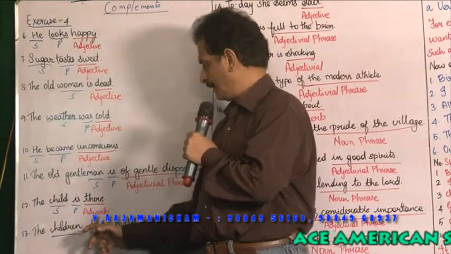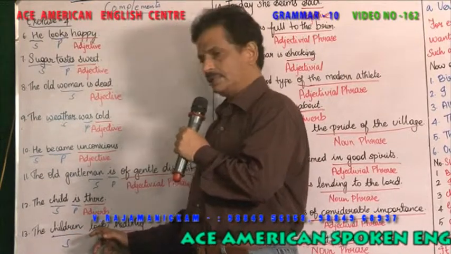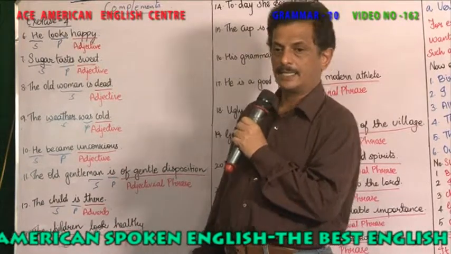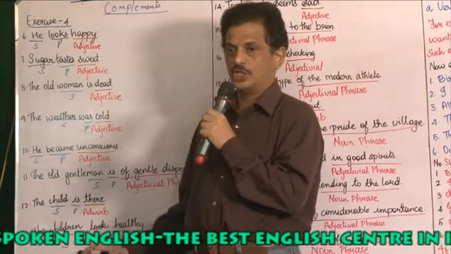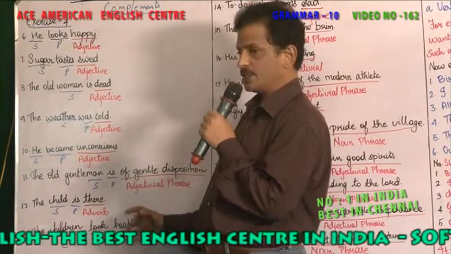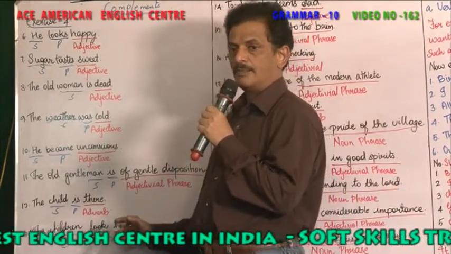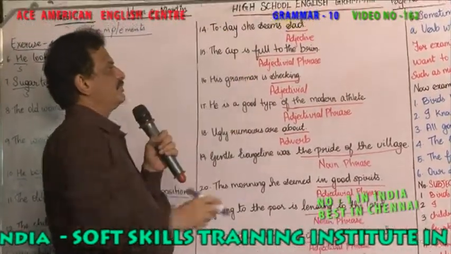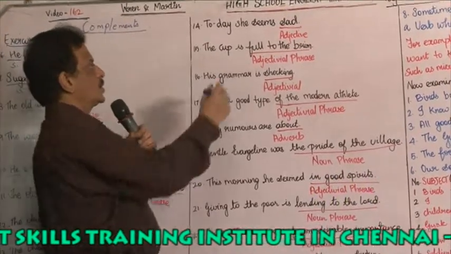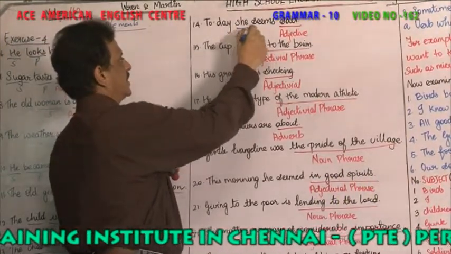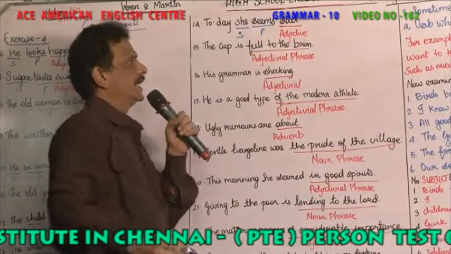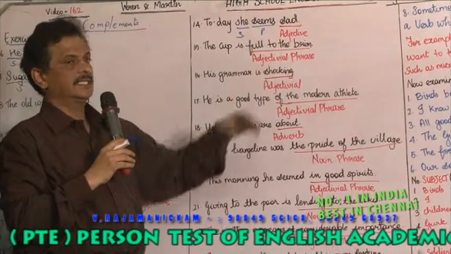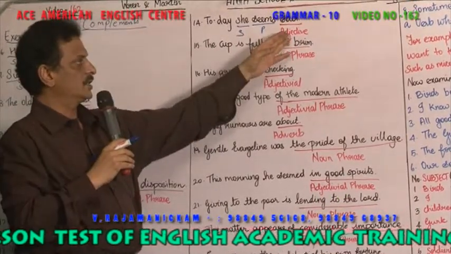Children look healthy. Children is the subject. Look is the predicative word or the verb, and it is an intransitive verb. The healthy says about the children. So it is an adjective complement, a predicative word. Coming here, today she seems sad. She is the subject word. Seems is the predicative word or the verb, and it is intransitive. It doesn't take an object. Sad becomes an adjective predicative word. So it is an adjective complement.